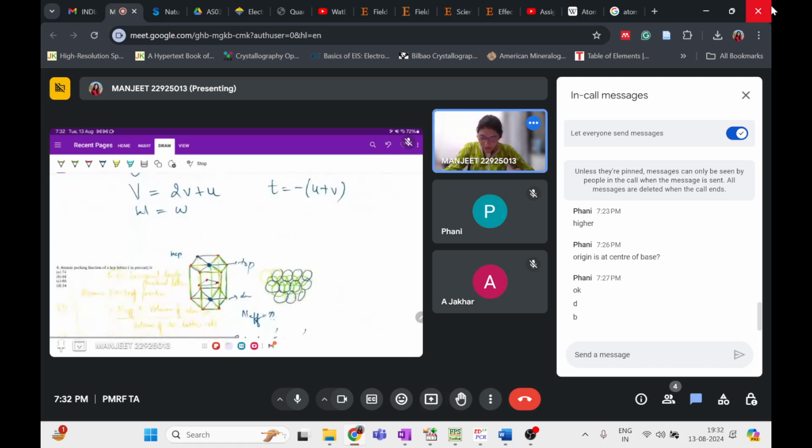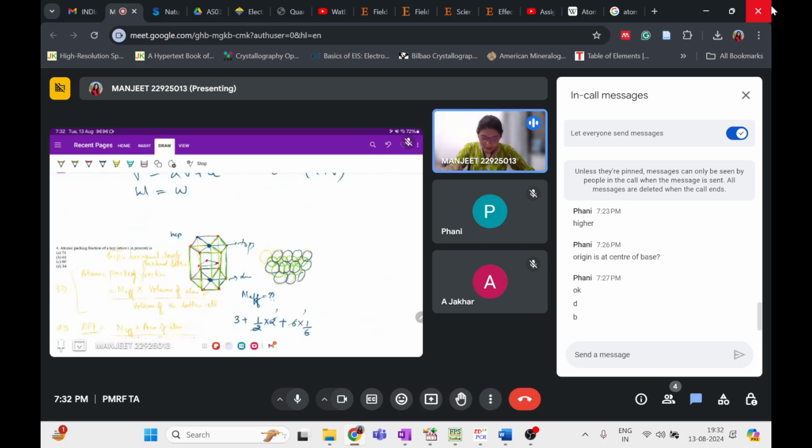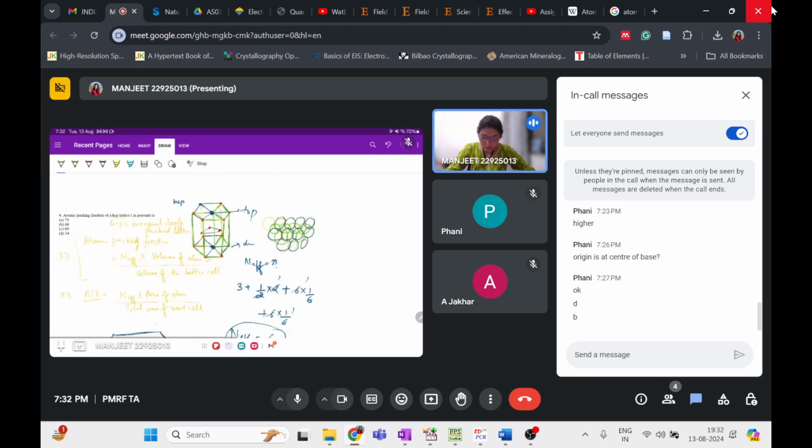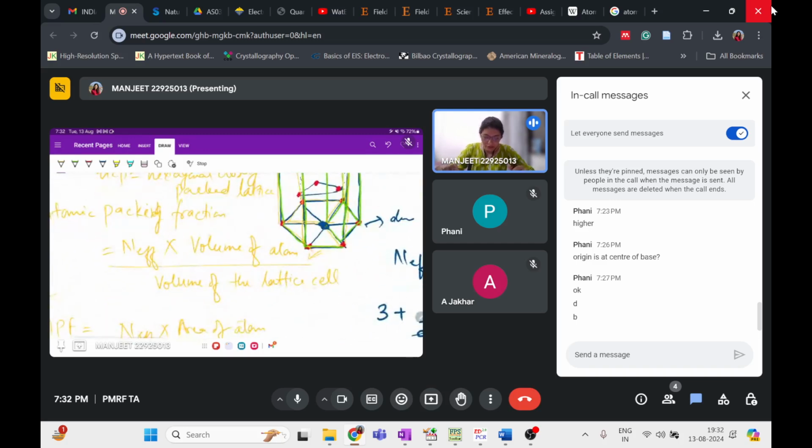Okay, this is also the packing fraction. If somebody asks you the packing fraction, it is basically the effective number of atoms times the volume of one atom, divided by the volume of the lattice cell.